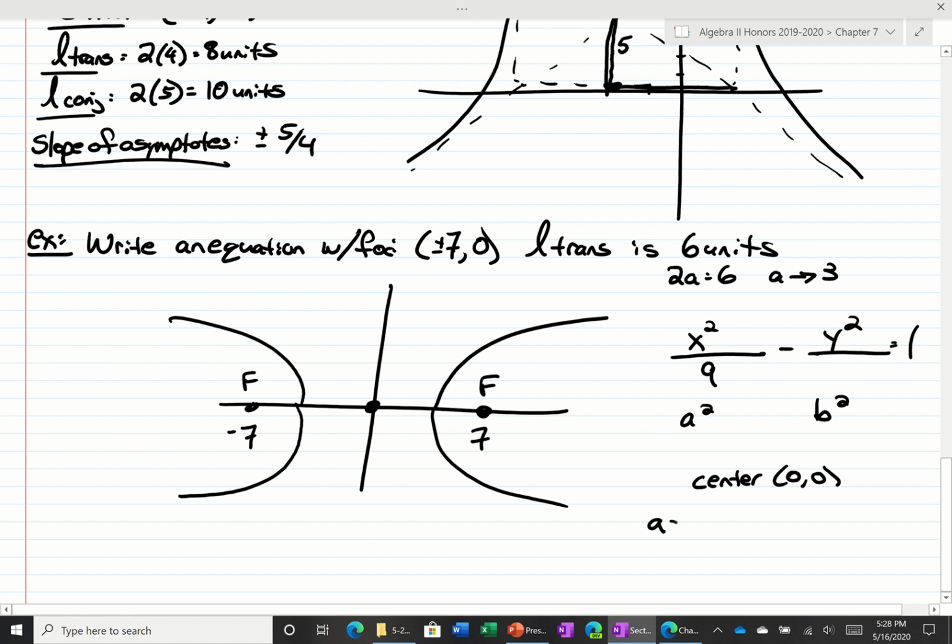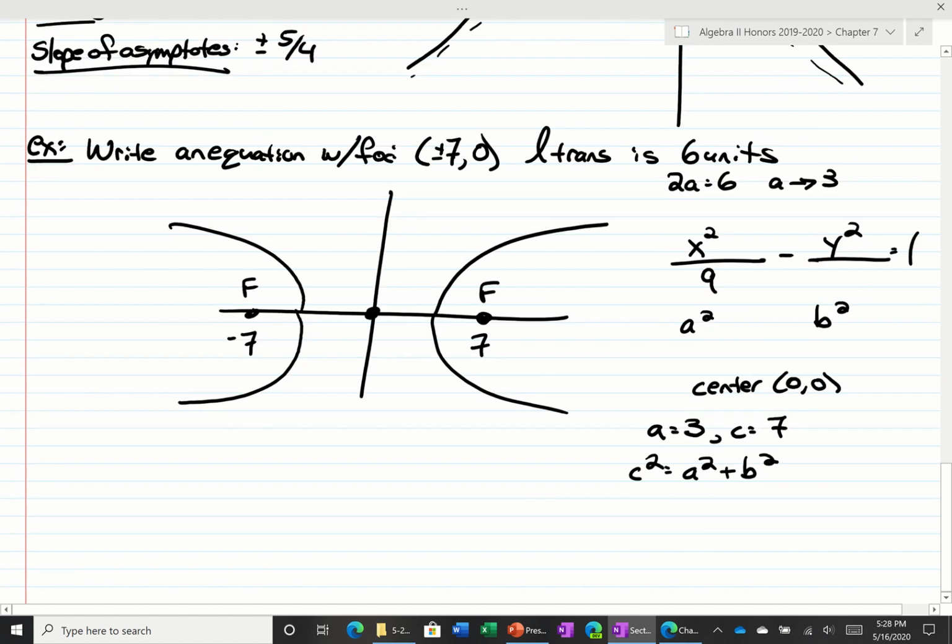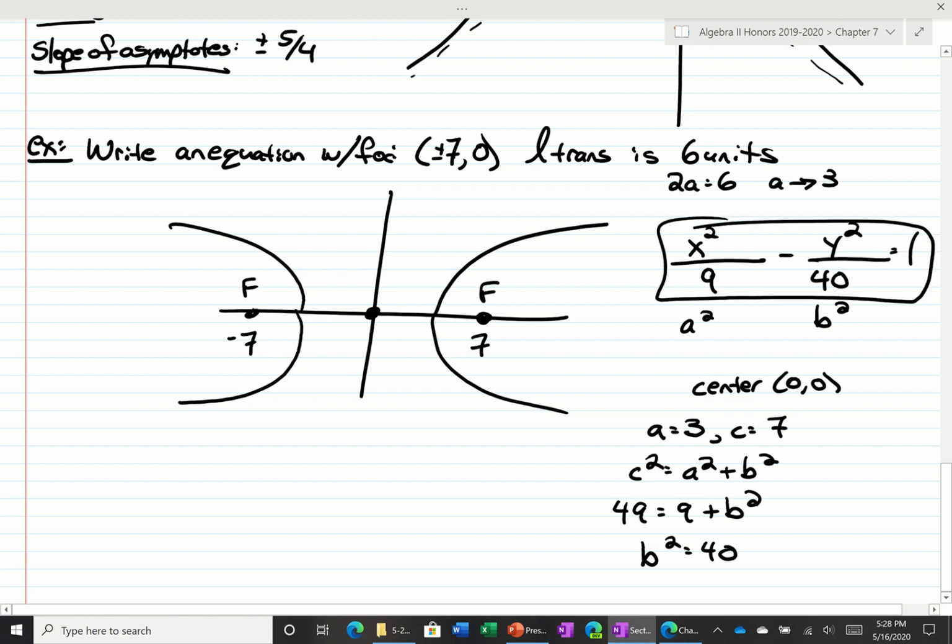Well, it looks like we know that a is 3. We know that c is 7 from the foci. So if c squared is equal to a squared plus b squared, we would get 49 is equal to 9 plus b squared, or b squared is 40. That would be our equation.